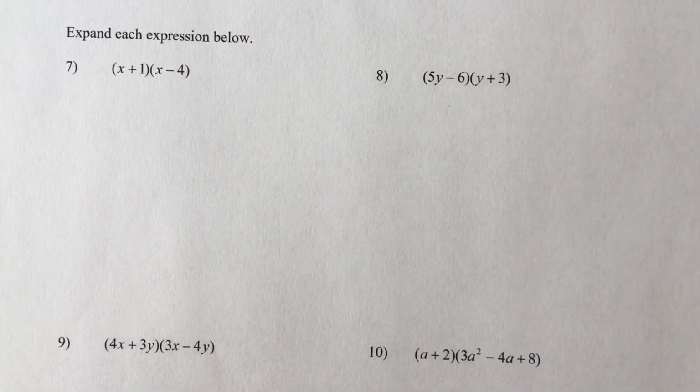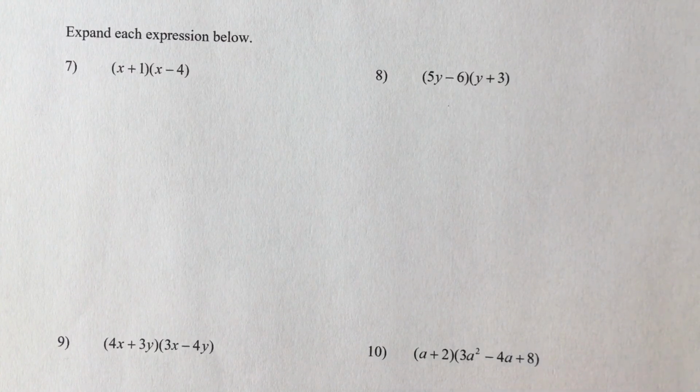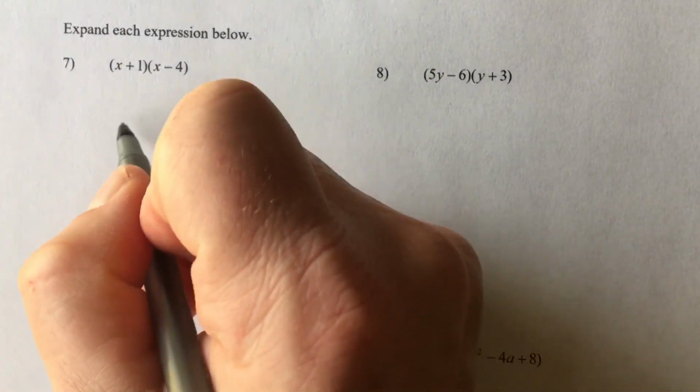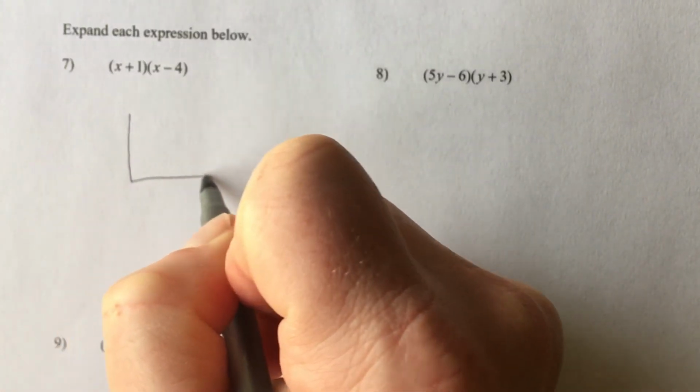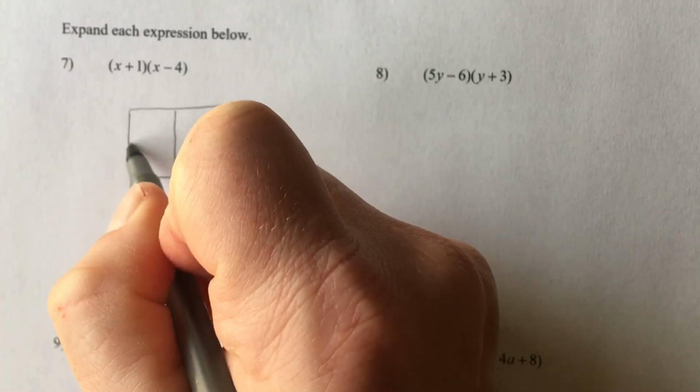Right, numbers 7 through 12 want us to expand. This is something we did before break and before all the craziness happened. But you guys did a really nice job with it, so I'm not too concerned. When we expand, one idea that we used was to organize ourselves with a box. A lot of you chose to do it this way.